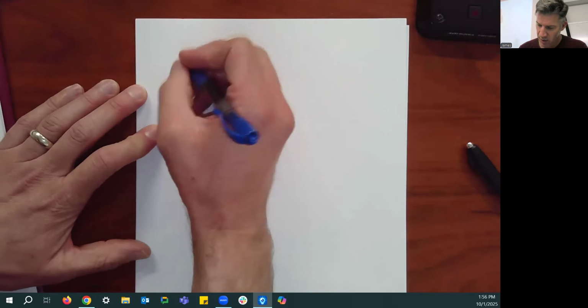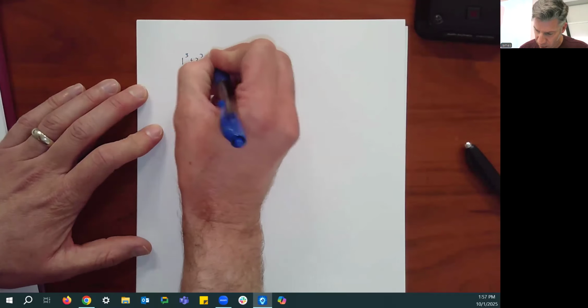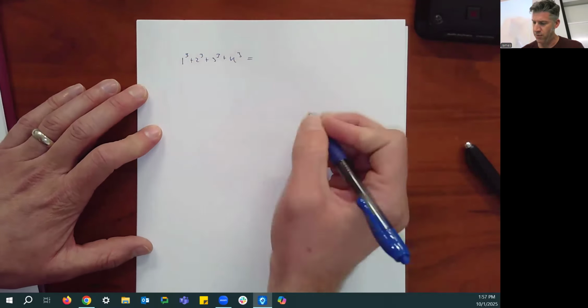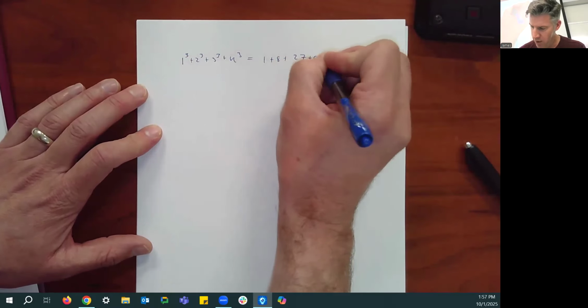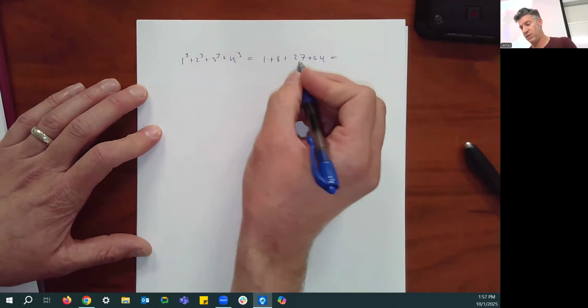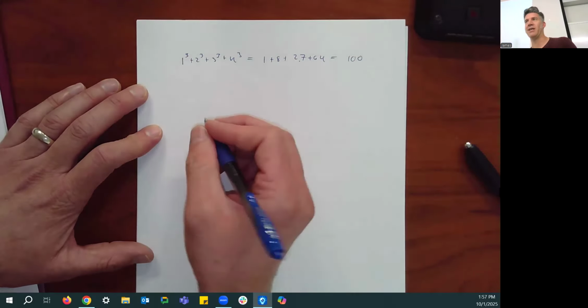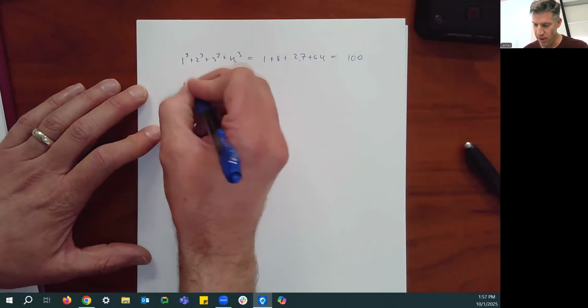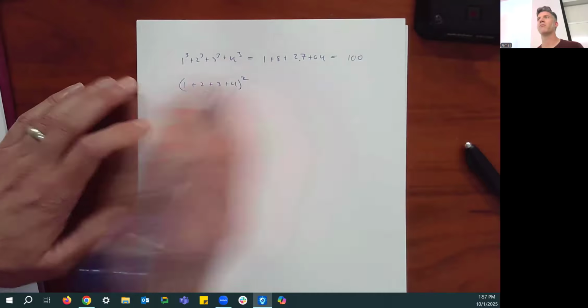So check this out. 1 cubed plus 2 cubed plus 3 cubed plus 4 cubed is equal to 1 plus 8 plus 27 plus 64, which is 9 plus 27 is 36 plus 64 is 100. You know what else is 100? Lots of things, but specifically 1 plus 2 plus 3 plus 4, squared.